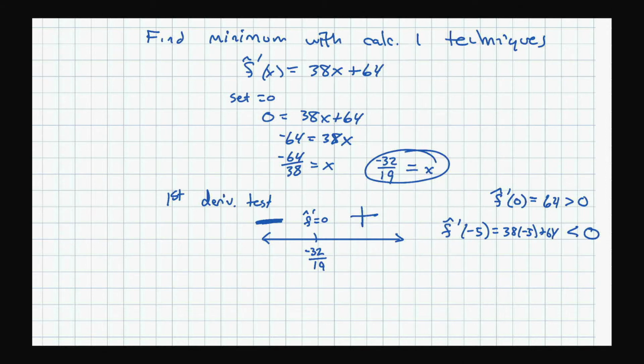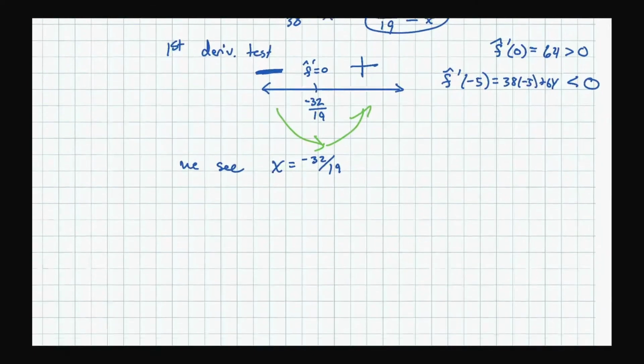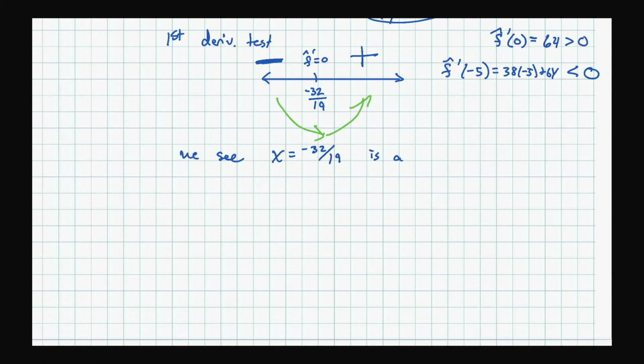And then if you have a function that's decreasing because the derivative is negative, and then increasing because the derivative is positive, right? Negative derivative goes down, positive derivative goes up, then there must be a minimum right here, right? This is the bottom of a valley. So this is a minimum, right? So we know from the first derivative test that x equals negative 32 over 19 is the location of a local minimum.